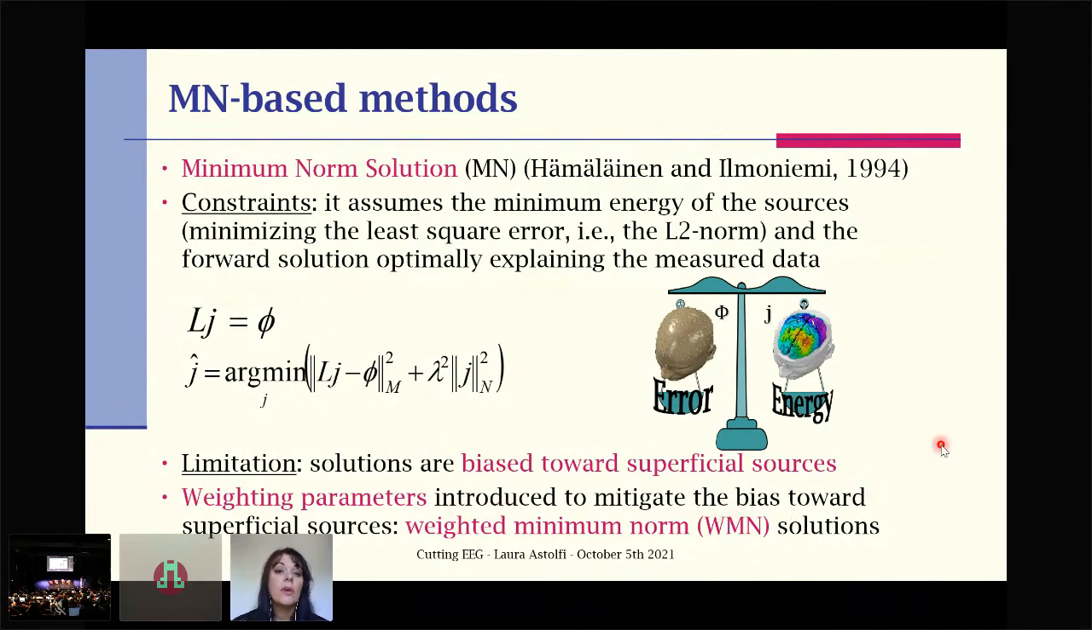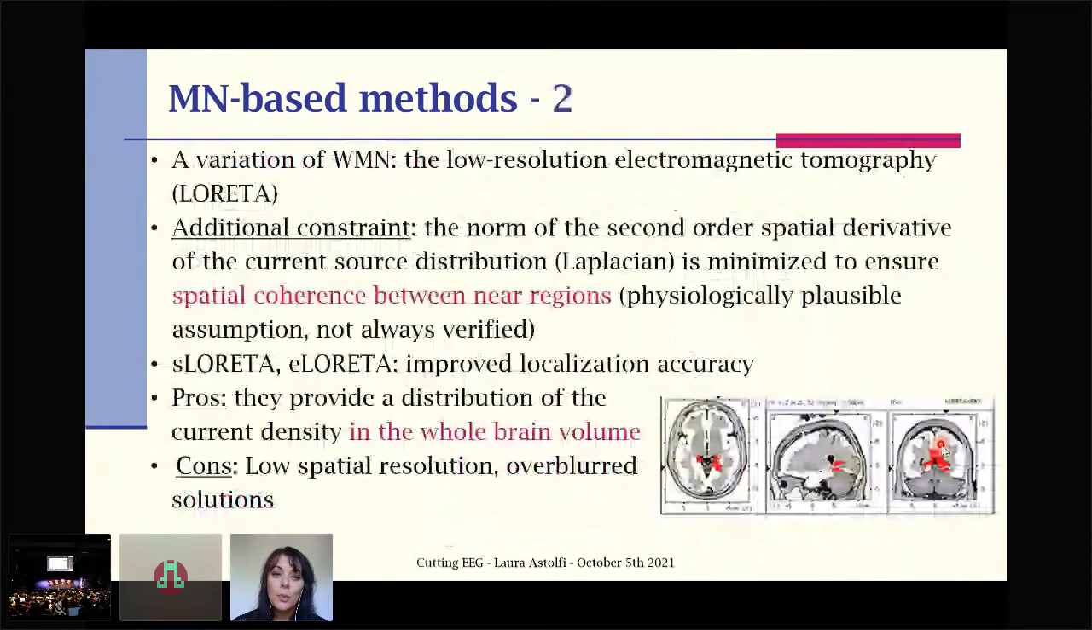Among the weighted minimum norm approaches, one of the most commonly used is the so-called low-resolution electromagnetic tomography, LORETA, which adds an additional constraint, physiologically based, which is that the close regions are somehow related. There's a spatial coherence between them, which is obtained by minimizing the Laplacian, which means the second order spatial derivative of the current source distribution.